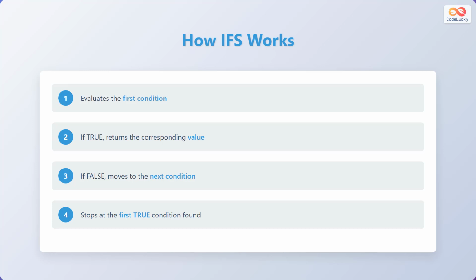Let's break down how the IFS function works step by step. Step 1, it evaluates the first condition. Step 2, if the condition is true, it returns the corresponding value. Step 3, if the condition is false, it moves to the next condition. Step 4, it stops at the first true condition found and returns its value. This makes the function efficient by avoiding unnecessary calculations.